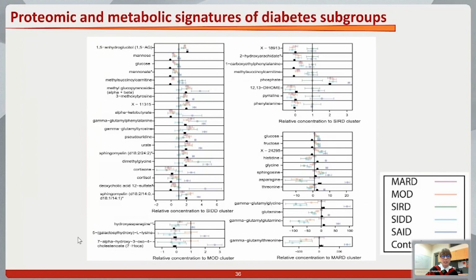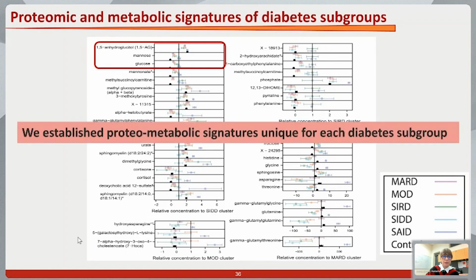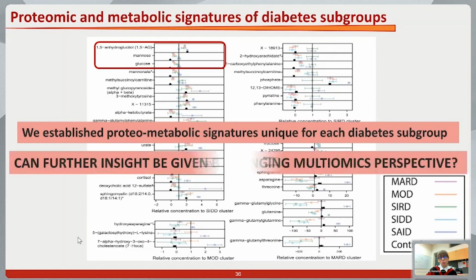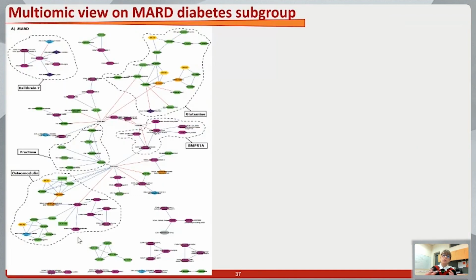She did exactly the same exercise looking at the metabolites. And here again, in the cluster of severe insulin deficient, she identified 1,5-AG, mannose and glucose as really relevant for this cluster. So she was able to establish the proteometabolic signatures which were unique to each of these diabetes subgroups. But what we were trying to do using our multi-omics resources was to understand if we can create the entire network of interactions around the features which she found for each of these diabetes subgroups.